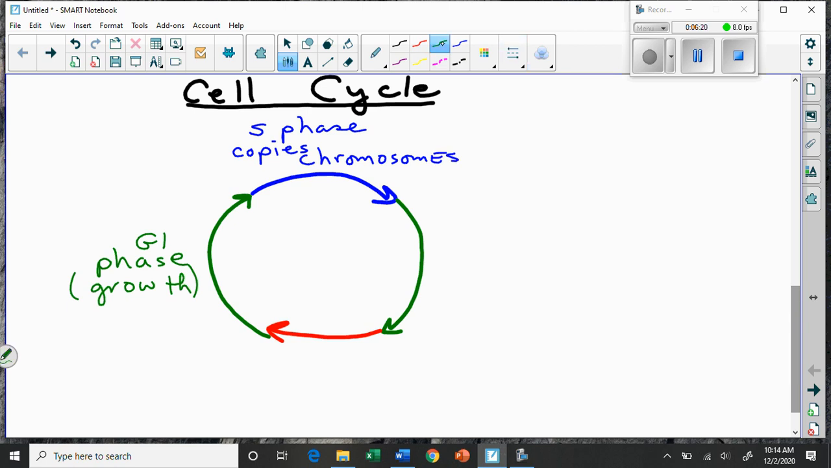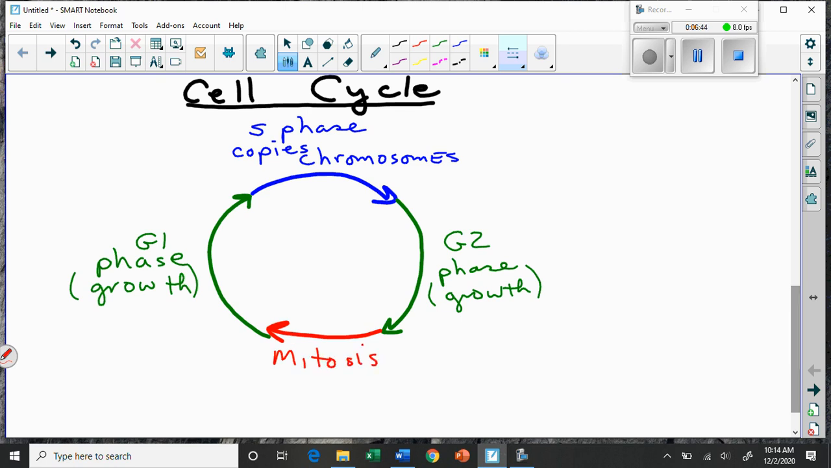Then we have another little period of time or phase where the chromosomes are copied, but there's a little more growth going on, the G2, or the second growth phase, which is again growing and doing things. And then the red part is the actual dividing. The red is the cell division or the mitosis process.